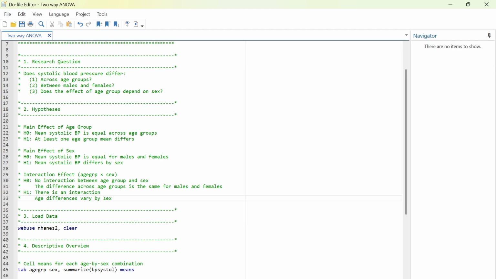So the null hypothesis is there's no interaction between age group and sex. The difference across age groups is the same for males and females. So it's the same. And then the alternative hypothesis, which is the research hypothesis, there's an interaction. The age differences vary by sex. That's the main concept. Maybe, as we can see, BP systole increases with age, but maybe it increases faster for female than for male. So it interacts, right? So that is the main concept of two-way interaction.